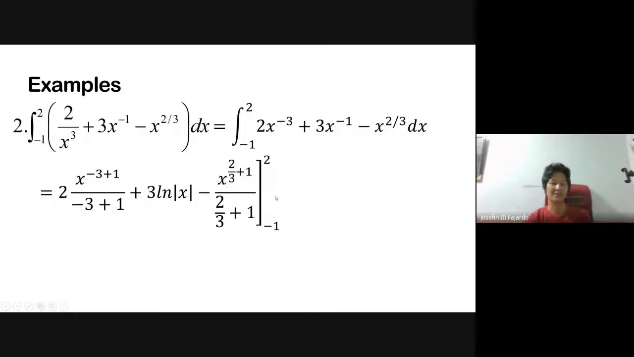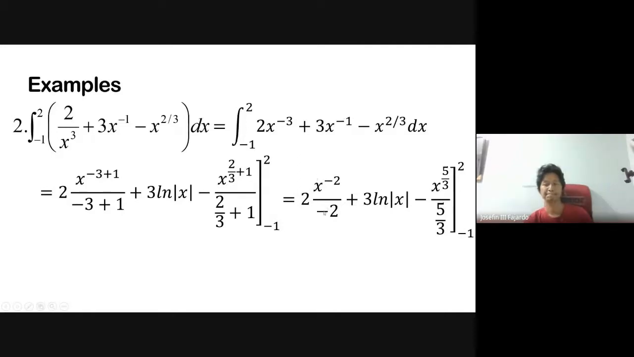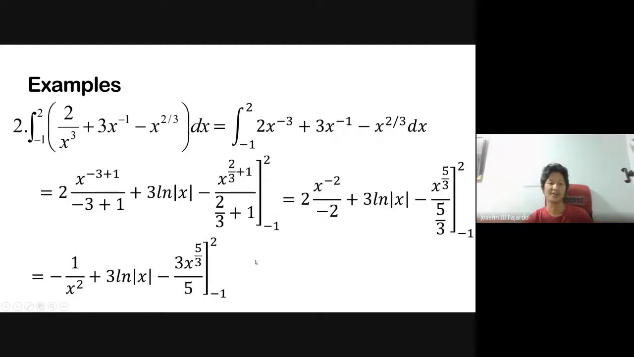And then ito ulit, power formula ulit. Let me simplify it, it will turn out to be this. Okay? And then simplifying this further, we can divide this, so it will just turn out to be negative 1 over x squared plus 3 ln of absolute value of x. And then ito, I just simplify this fraction. So I have 3x to the 5 over 3 all over 5. And then we will evaluate this now from negative 1 to 2.